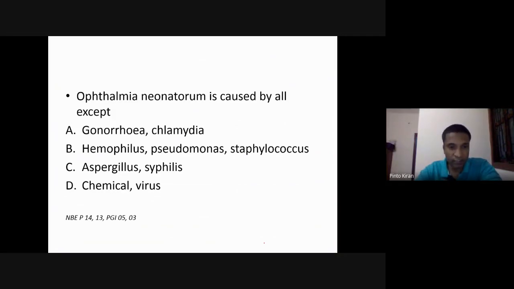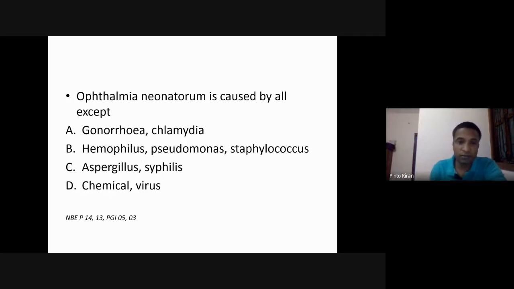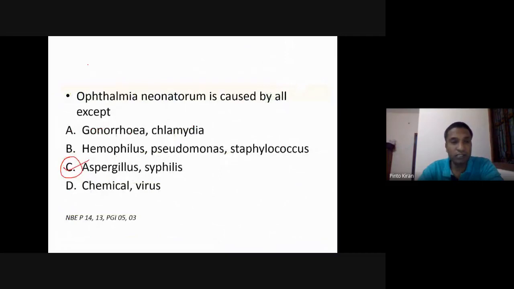This question again has been asked multiple times. Ophthalmia neonatorum is caused by all except: gonorrhea, chlamydia, Haemophilus, Pseudomonas or Staphylococcus, Aspergillus, syphilis. The fourth option is chemical or virus. Who will answer? Aspergillus. Yeah, very good. Very straightforward. If you know the classification, very easy to answer. Okay. There is no shortcut. You should know this. This is a very, very important classification, and quite frequently they ask many questions related to this.